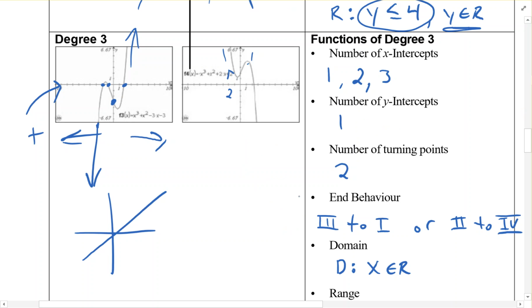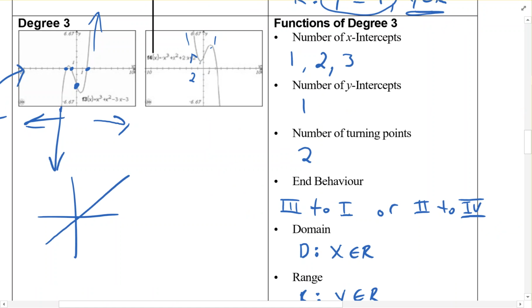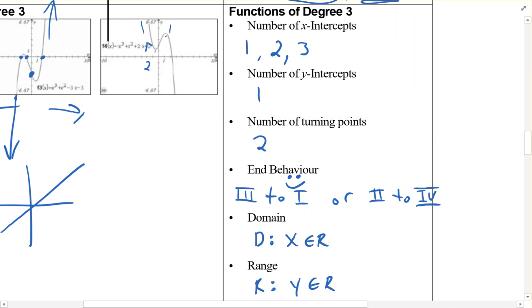So in that case, if we were going from 3 to 1, you're going up. So that would be positive. This one over here, from 2 to 4, that's like sliding down the hill. So that's going to be a negative coefficient out front.